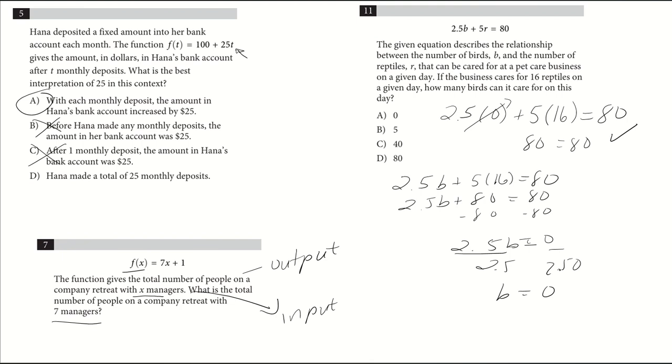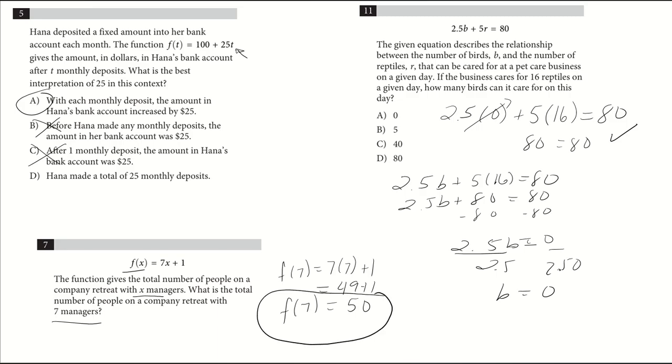Okay. So now that I know my input and my output, then I can go ahead and figure out how to solve my problem. Again, very straightforward once you know your input and your output. So because we know that 7 managers is our input, we're going to say f of 7 equals 7 times 7 plus 1, replacing x with 7. And then I'm going to simplify. So then my answer, with 7 managers, the total number of people is going to be 50.